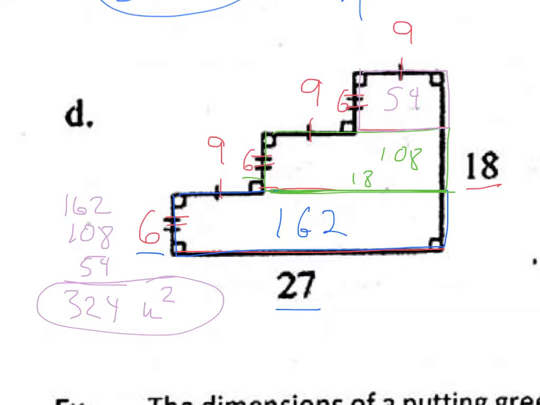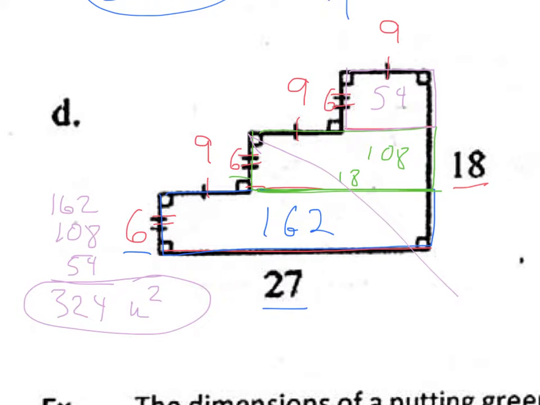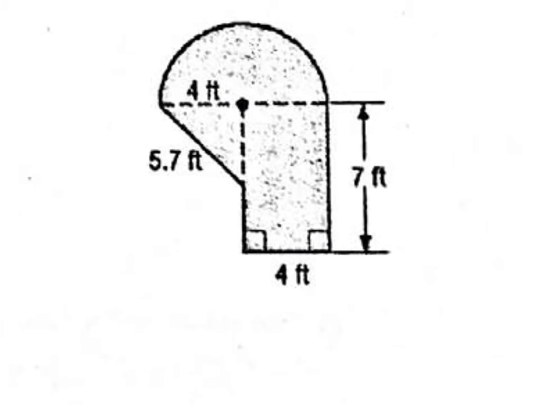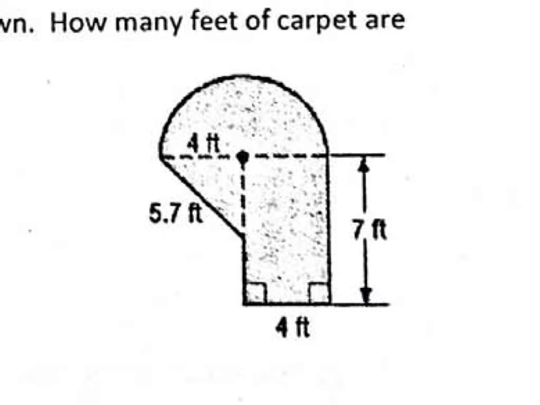Okay, the next word problem says there's a putting green for a miniature golf course, and they're deciding how much carpet. We have to find how many feet of carpet are needed to cover this green. Well, we've got 3 different shapes. The first shape is this rectangle. This rectangle is 4 by 7, which means it has an area of 28. 4 times 7, length times width, is 28.